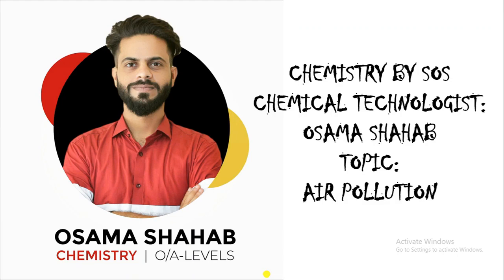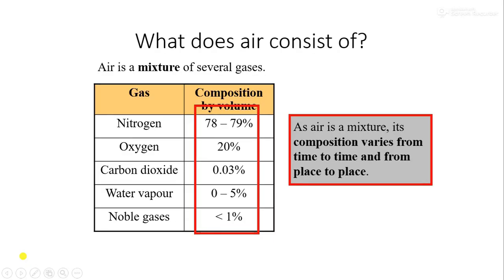Today, I am going to talk about one of the most important problems of the environment, that is air pollution. First, we have to know about the air. Air is a mixture of gases in which 78 to 79% is nitrogen, oxygen is 20%, carbon dioxide 0.03%, water vapors 0 to 5% according to the nature of the environment or weather, and noble gases which are less than 1%, especially argon gas.